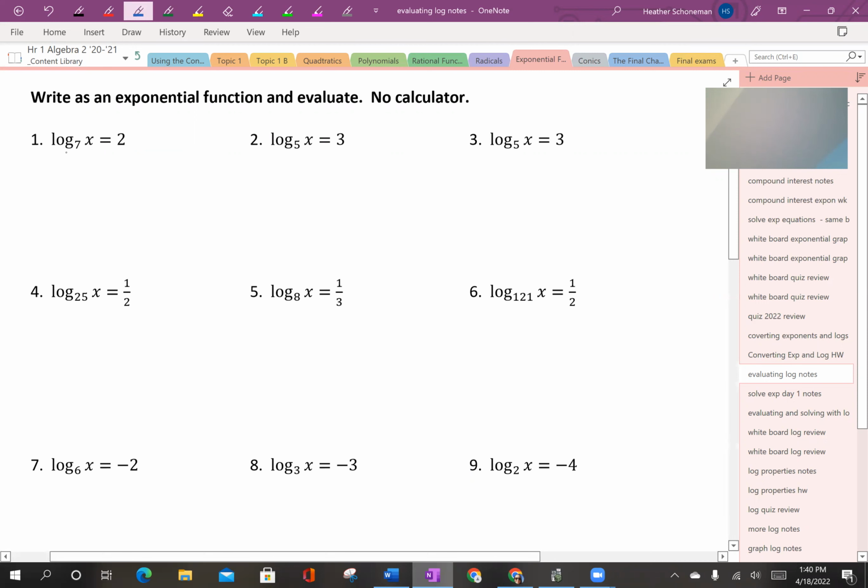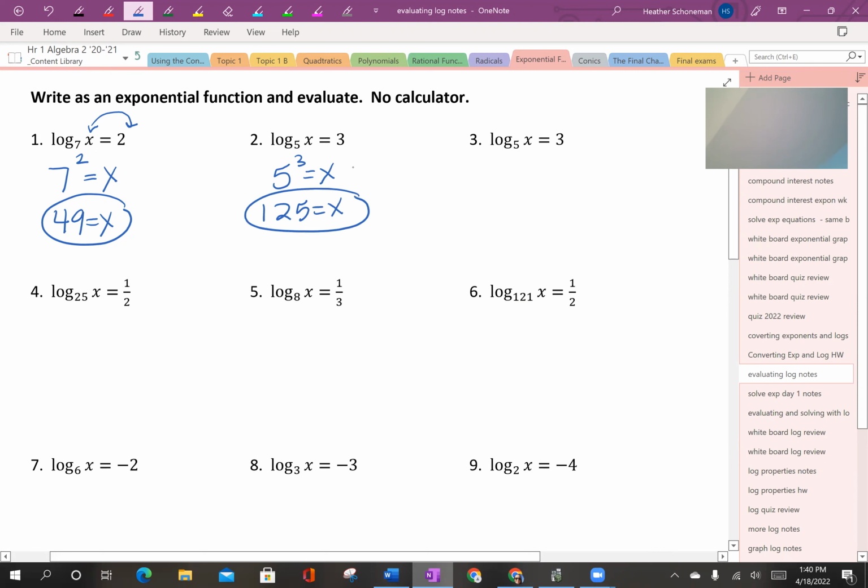And if you remember, if we would read this out loud, this is log base 7 of x equals 2. So to rewrite it, the 7 becomes the base, and then these two switch sides. So we get 7 to the 2nd equals x. And now that we've rewritten it, we can easily solve this because we know 7 squared is 49. On the next one, if we do the same thing, this would be 5 to the third power equals x. So 125 equals x. Done.